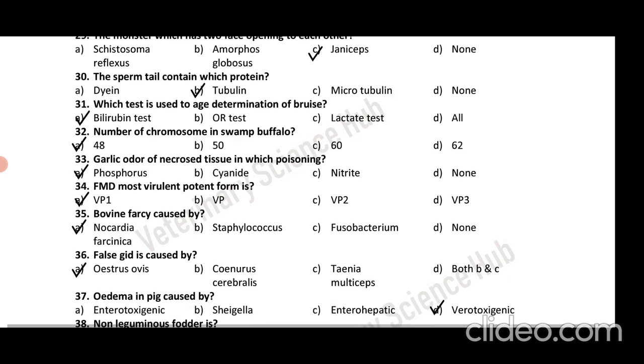Edema in pig is caused by verotoxigenic E. coli. These are all the different types of E. coli: enterotoxigenic E. coli, enterohemorrhagic E. coli, enteropathogenic E. coli, and verotoxigenic E. coli. Verotoxigenic E. coli causes the edema in pig.